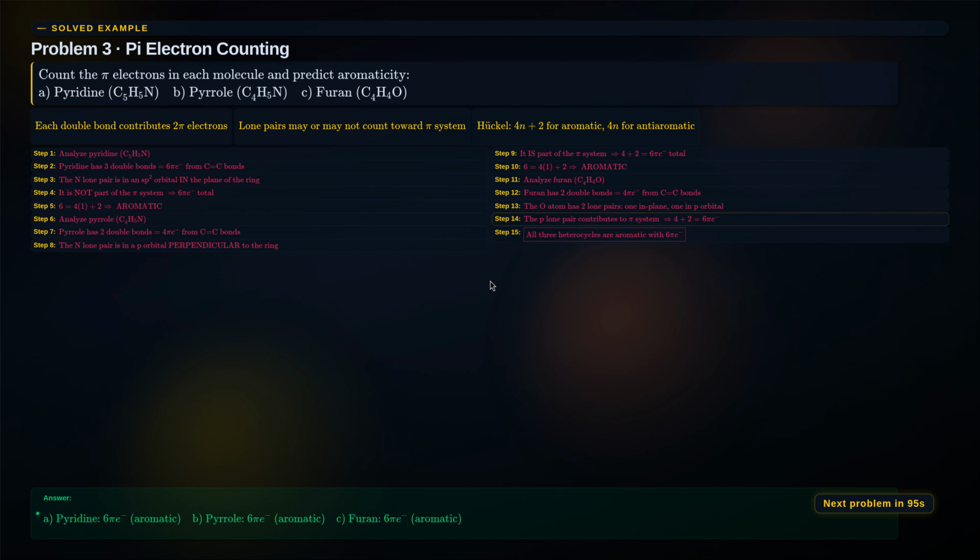Step 2. Analyze pyrrole. Pyrrole has 2 double bonds, 4 pi electrons from carbon-carbon bonds. The nitrogen lone pair is in a p orbital perpendicular to the ring. It is part of the pi system. So 4 plus 2 equals 6 pi electrons total. 6 equals 4 times 1 plus 2, aromatic.